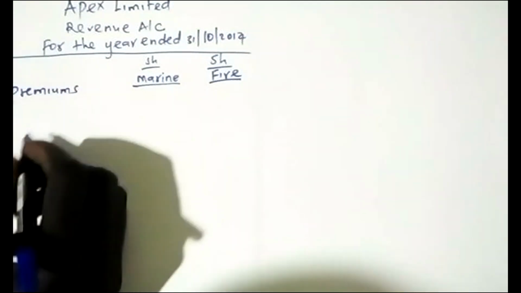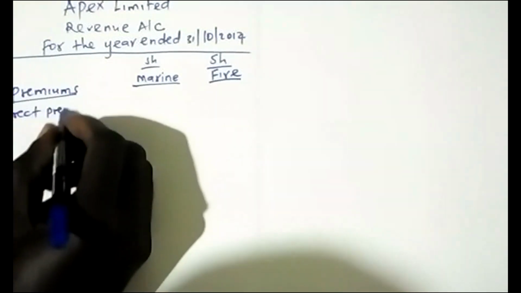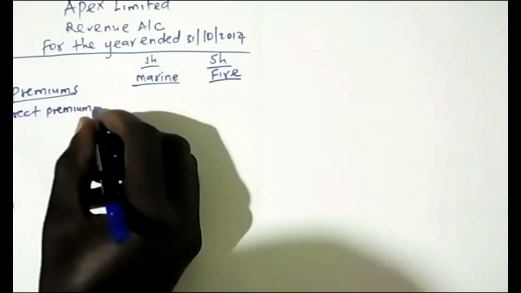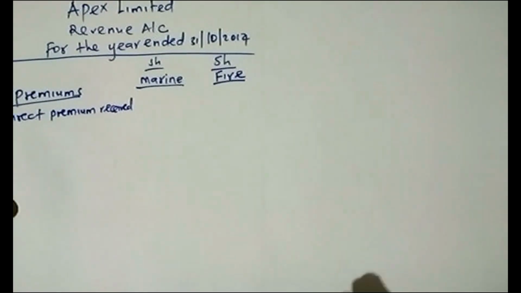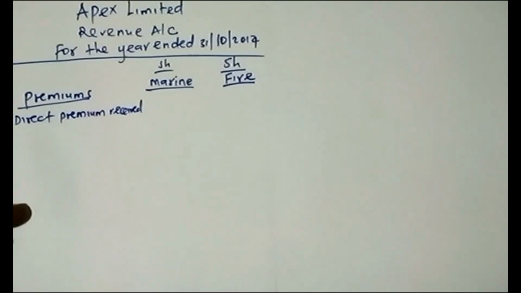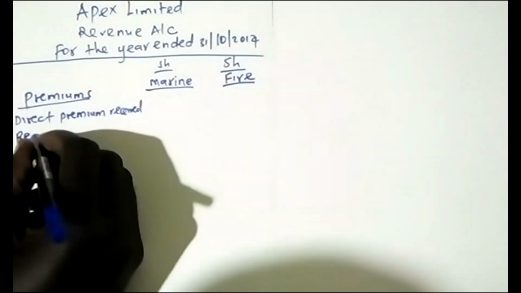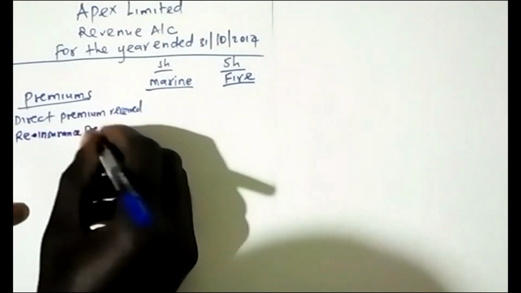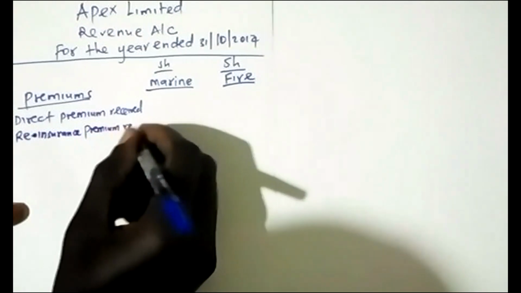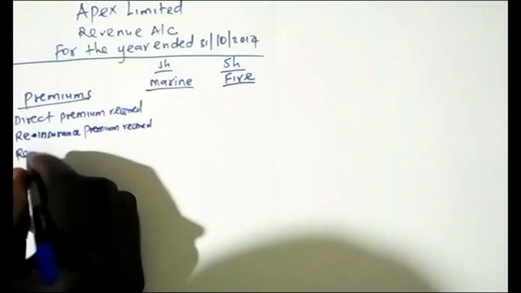We will start with the premiums, of which you know that we start from the direct premium received. So the direct premium they receive. Let's say, for example, now you are the insurer at Jubilee Insurance. Remember that you have to pay premiums. So the premiums you give them is what they consider direct premium received. Then after that, I said you have to consider reinsurance premium received, from another insurance firm. Then you have to consider again the reinsurance premium paid.